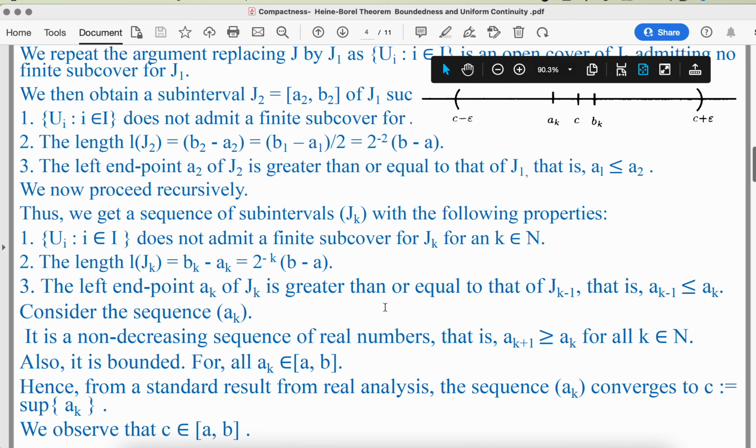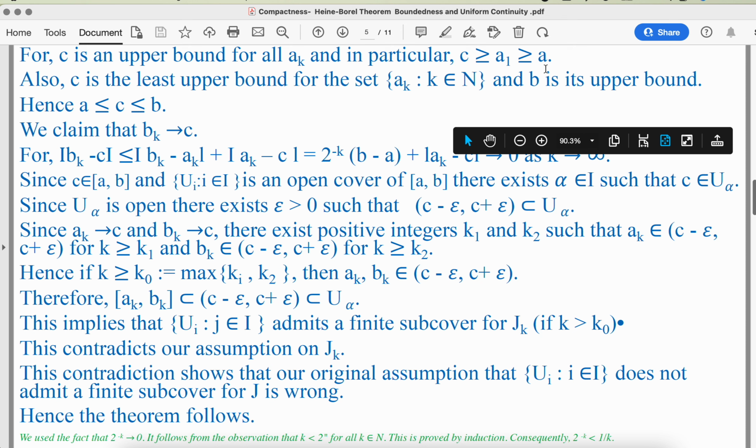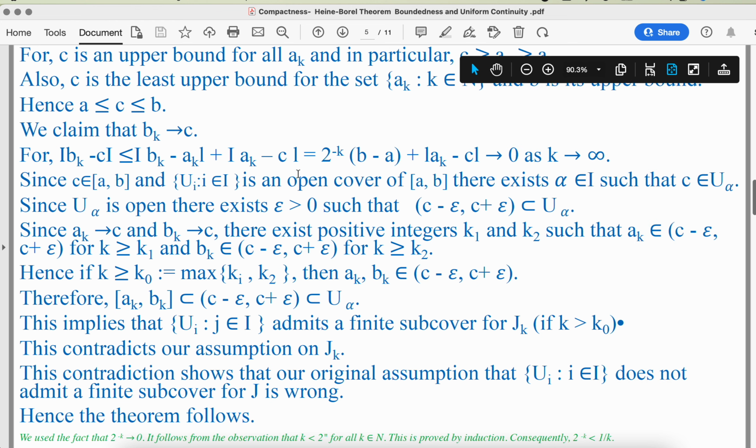This is the point C. C is an upper bound for all Ak, and in particular C is greater than or equal to A1, which is greater than or equal to A. Also C is the least upper bound for the set Ak, where k belongs to N, and B is its upper bound, hence A is less than or equal to C is less than or equal to B. Now we claim that our sequence Bk converges to C.